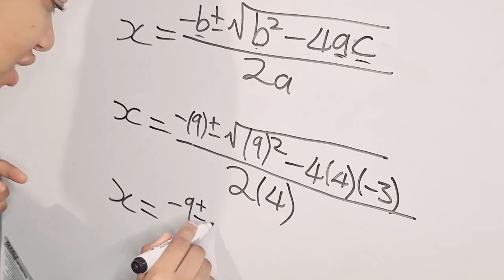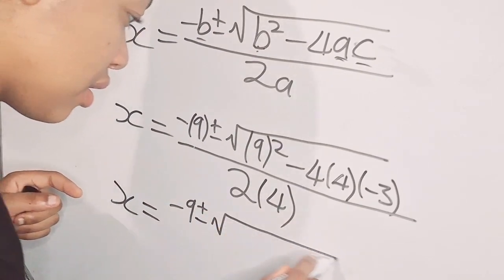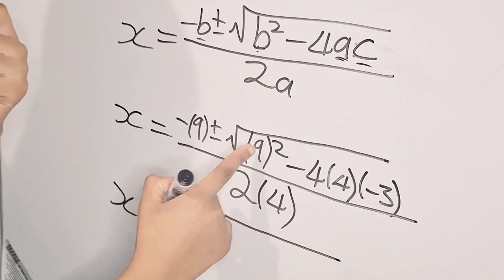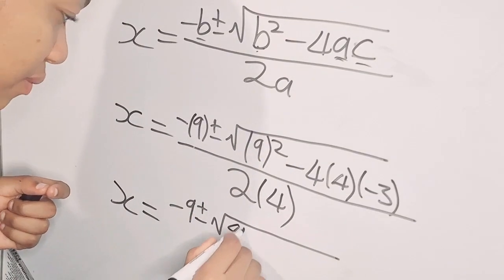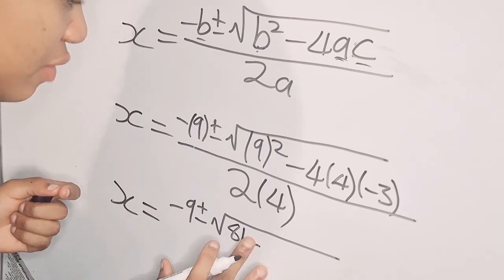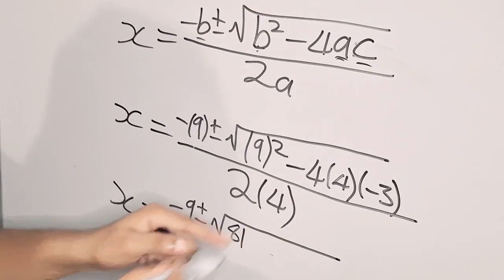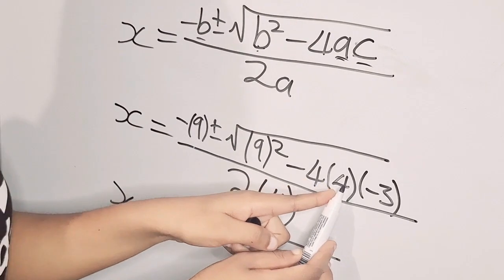And plus or minus the square root of 9 squared. 9 squared, if you do it on the calculator, is 81. Then 81 minus, okay, let me not write minus yet. Okay, multiply. Negative 4 times positive 4.